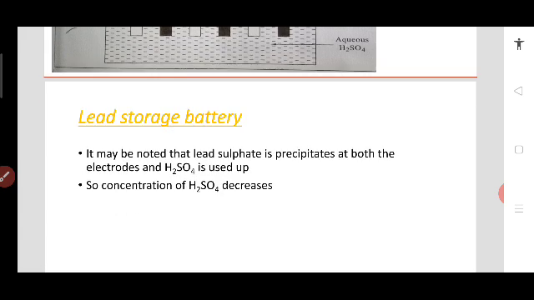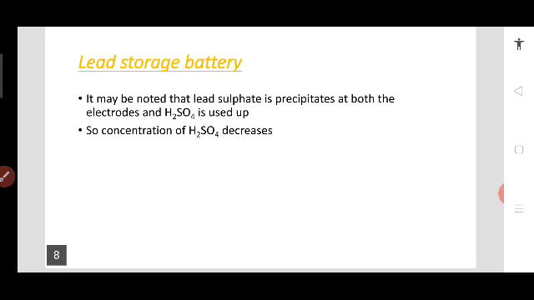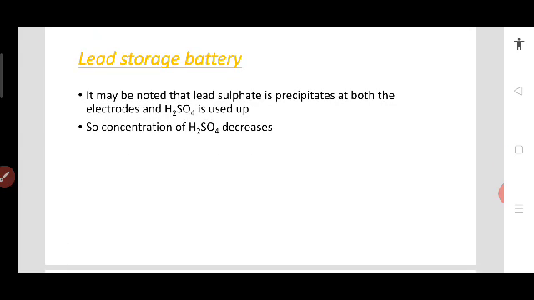In the lead storage battery, it may be noted that lead sulfate precipitates at both the electrodes and H2SO4 is used up, so the concentration of H2SO4 decreases.